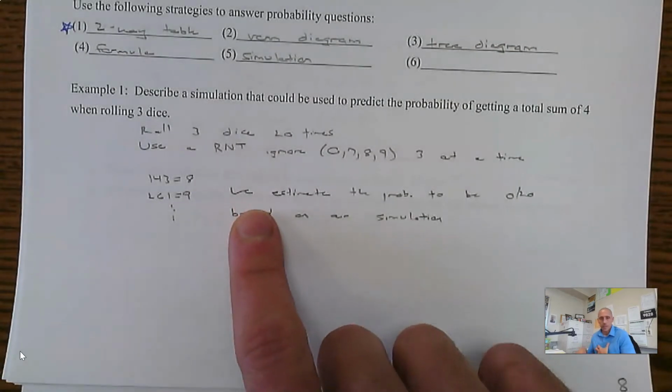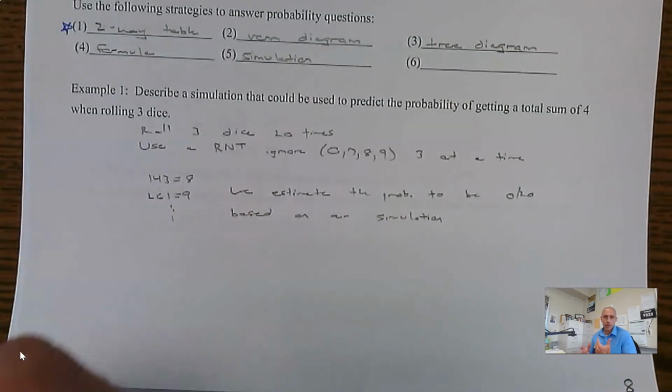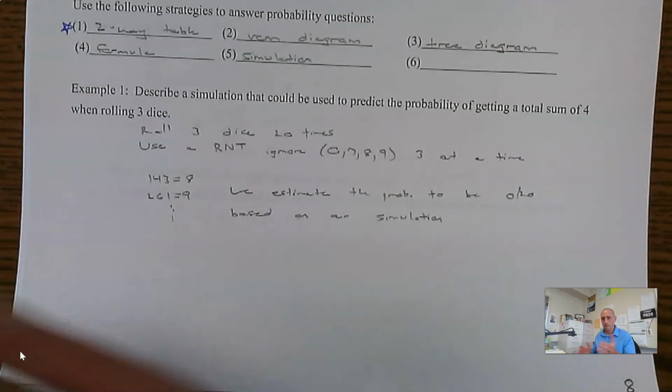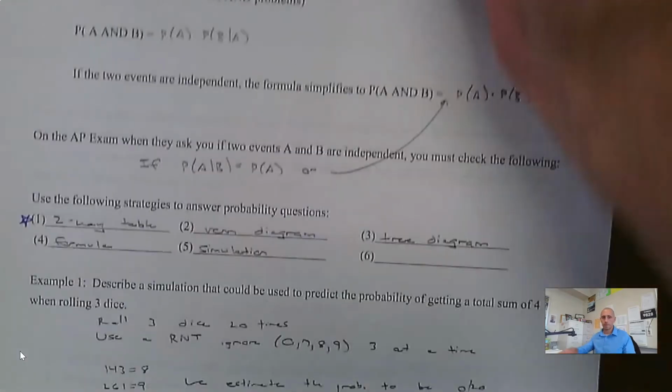Something like, hey, we estimate the probability to be 0 out of 20 based on our simulation. That's not the law of large numbers. We just did 20 trials, not a large number. So it's not going to be necessarily the most accurate, but that's how you'd run through a simulation.